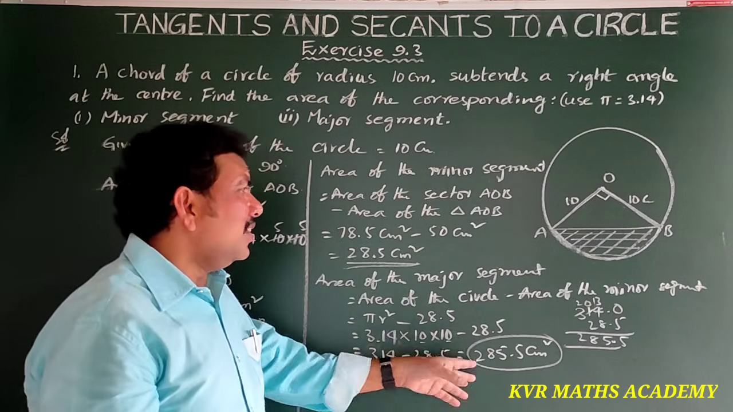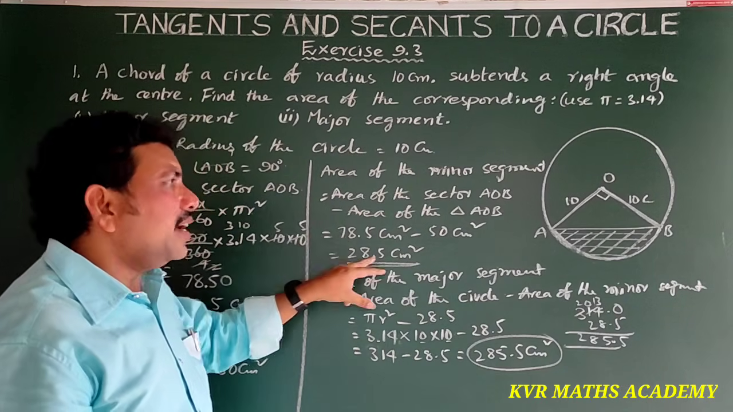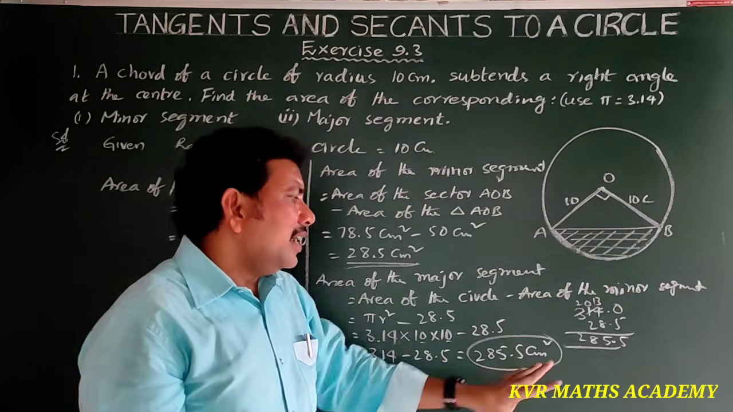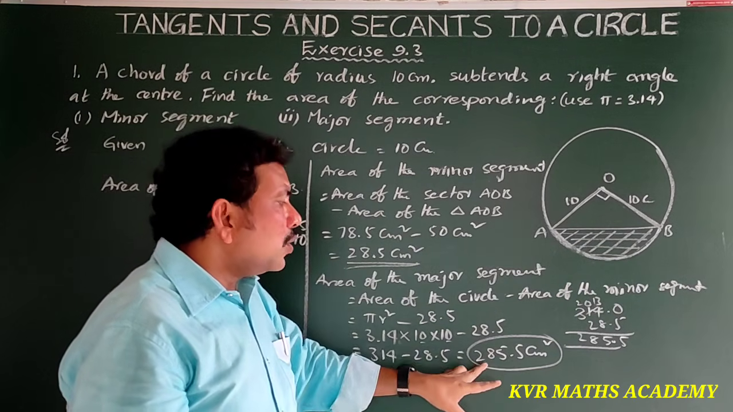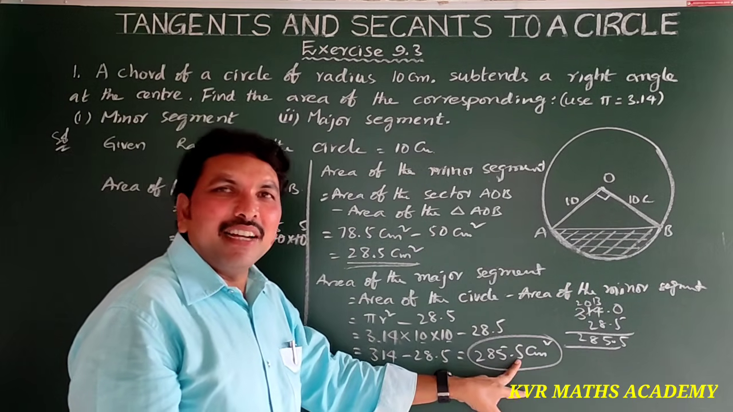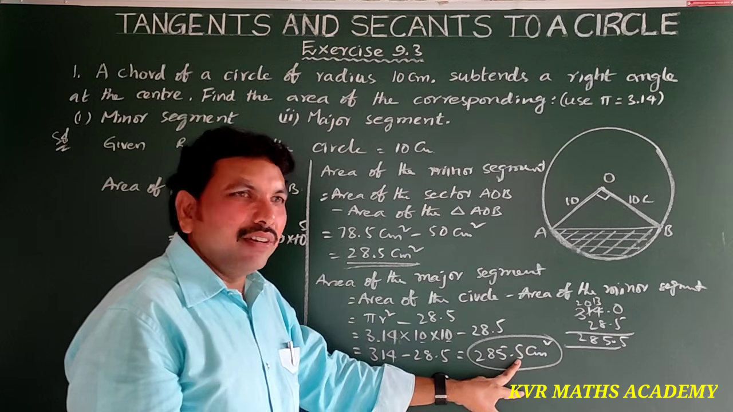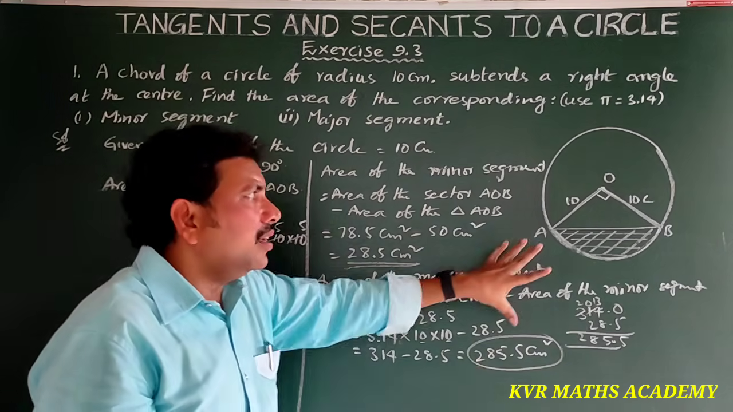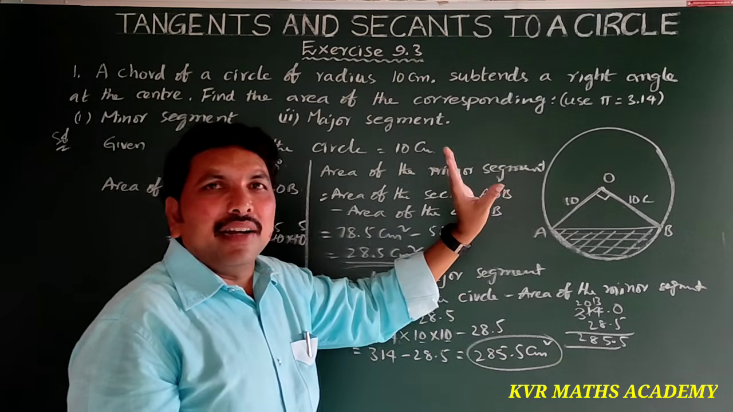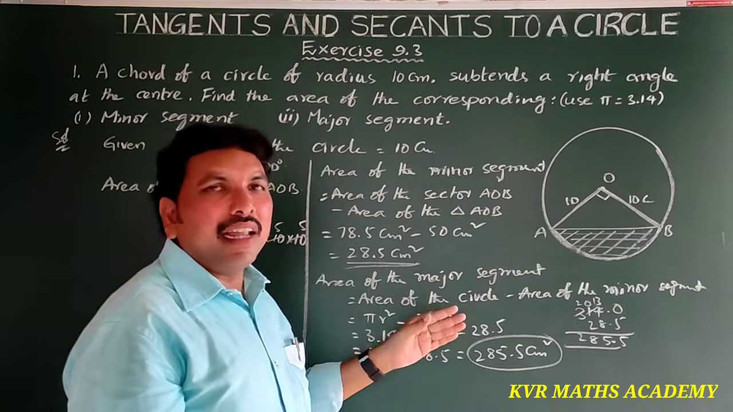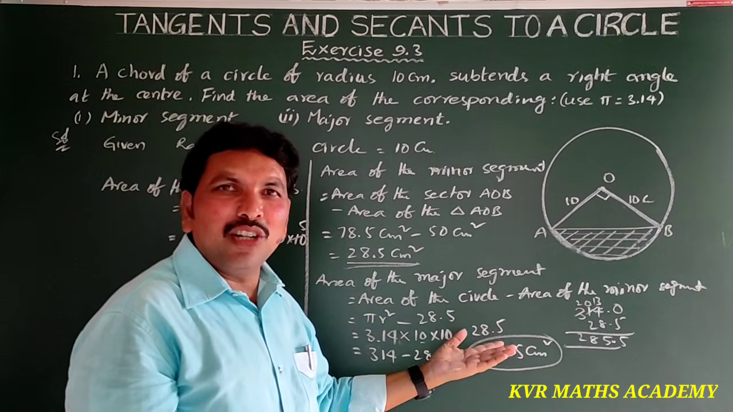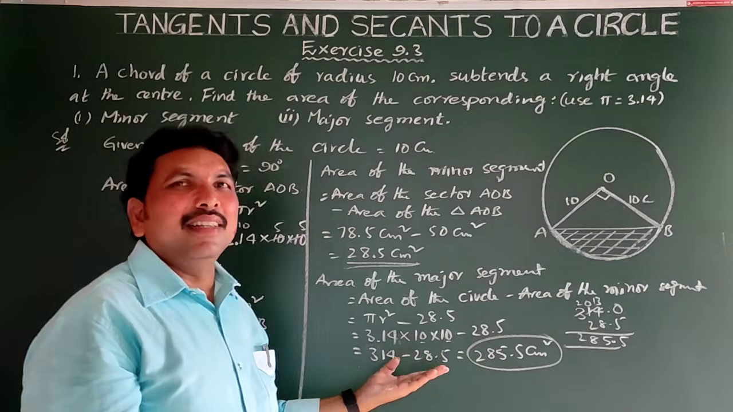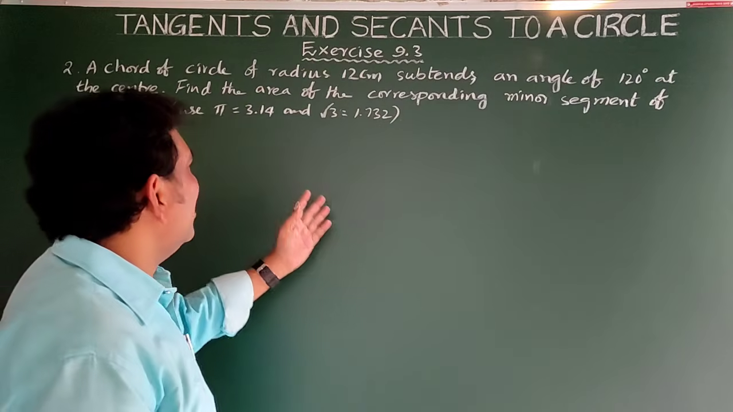Understood clearly? So area of the minor segment is 28.5 centimeter square. Area of the major segment is 285.5 centimeter square. Understood? If you add these both, area of the circle you will get. Understood clearly? Yes. Okay, next question.